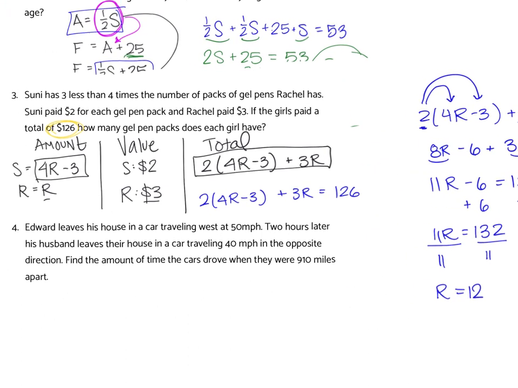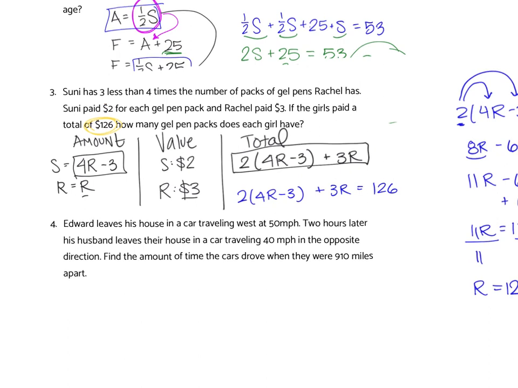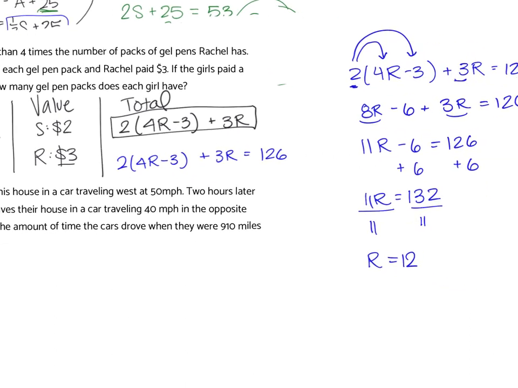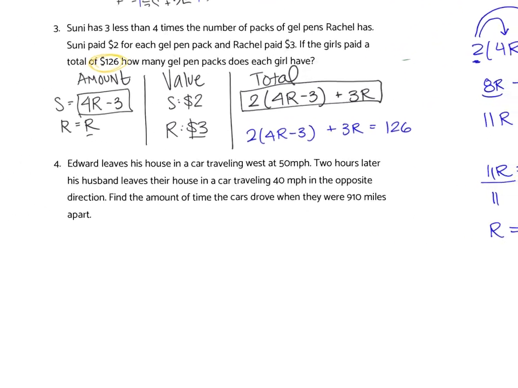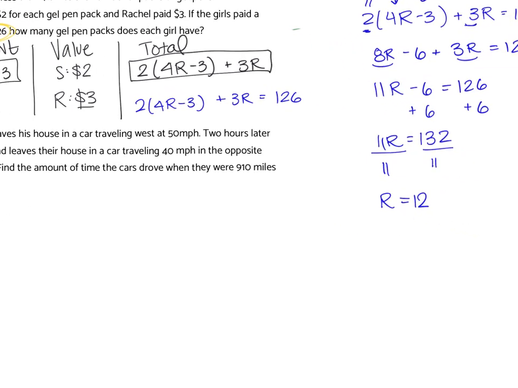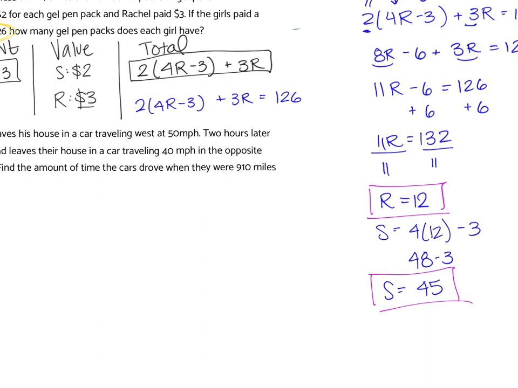And the question was asking, how many gel pack pens does each girl have? Well, Rachel has 12 packs, and Suni's is 3 less than 4 times Rachel's. So Suni is going to be 4 times 12 minus 3. So 48 minus 3, which is 45. So Suni has quite the collection of gel pack pens. Rachel has 12 packs, Suni has 45.